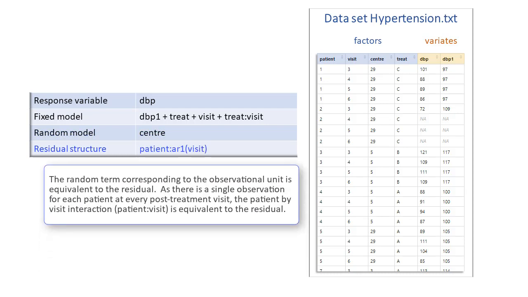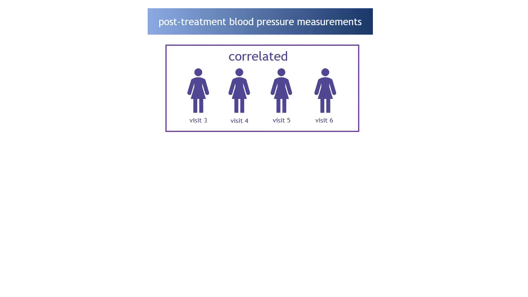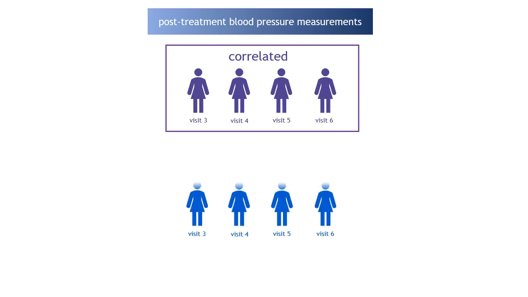As patient diastolic blood pressure was recorded at 4 visits post-treatment, this is an example of a repeated measures dataset. Therefore, we need to take into account the correlated nature of measurements taken on the same patient over time. In this study, post-treatment blood pressure measurements taken on the same patient at consecutive visits should be correlated, but measurements on different patients are assumed to be independent. That is, for our model, residuals between different patients are assumed to be independent, but residuals originating from measurements on the same patient at different time points, visits, should be correlated.